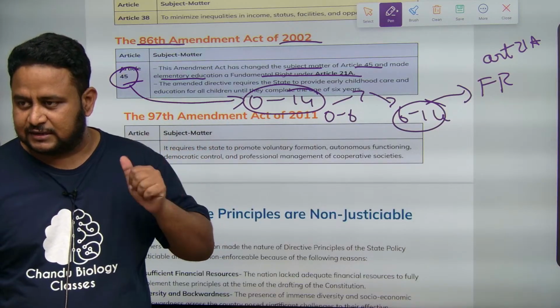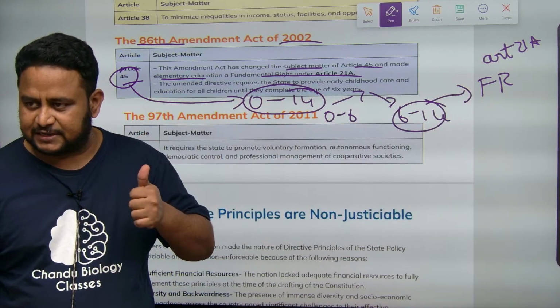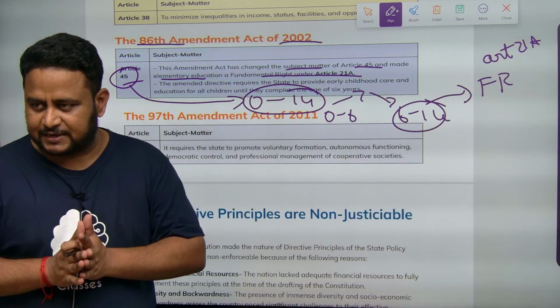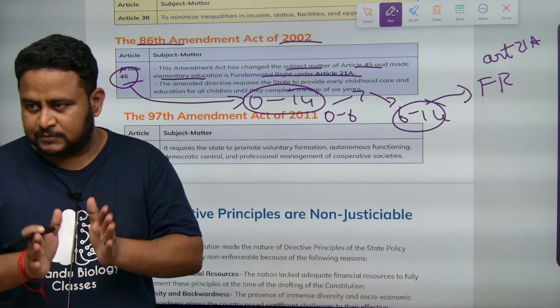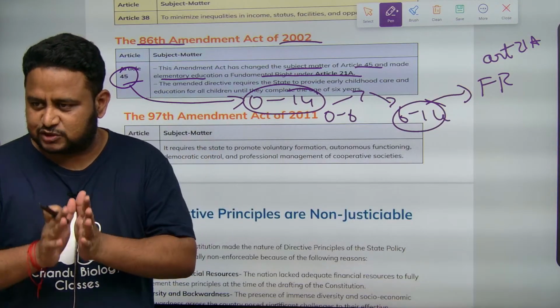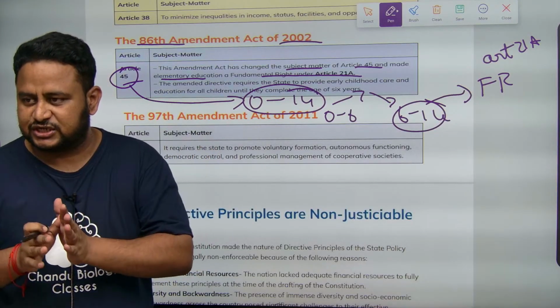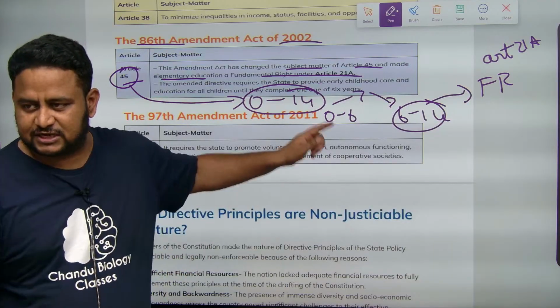Article 45 is talking about education. Through the 86th Amendment Act of 2002, some changes were made. Earlier it was talking about 0 to 14 years. Now there is a split. Early childhood care for 0 to 6 years is under 45, but 6 to 14 years, that is the right to education, is made a fundamental right under Article 21A. Through which amendment? Same amendment.